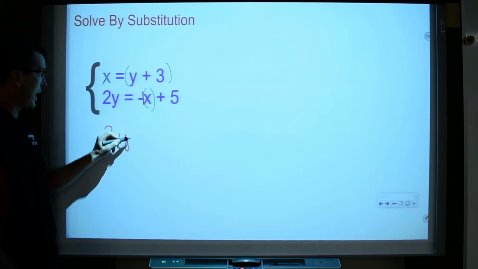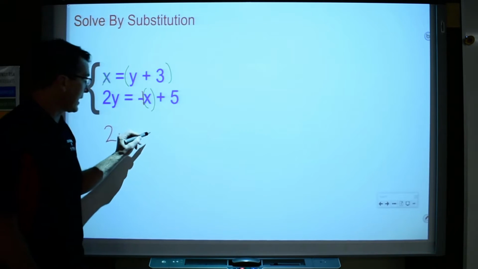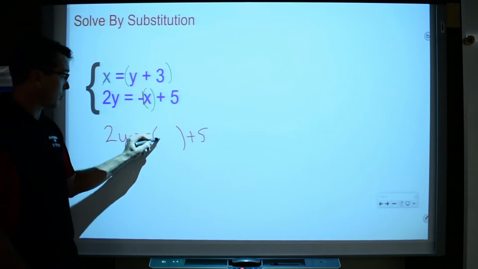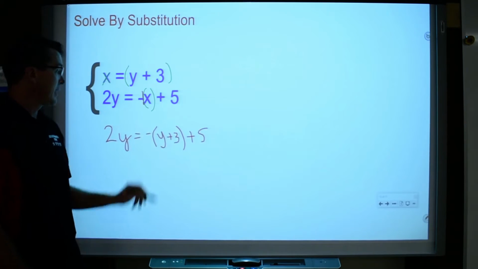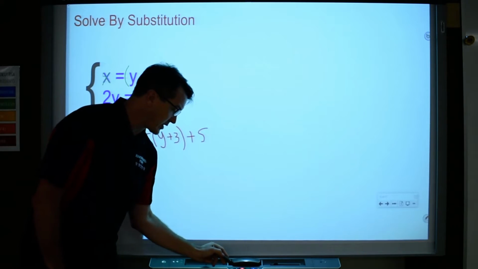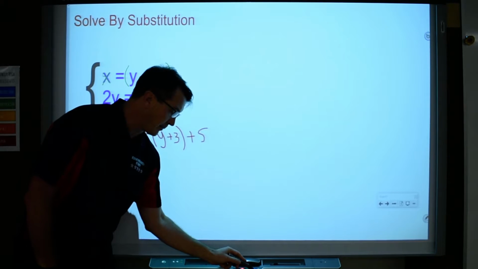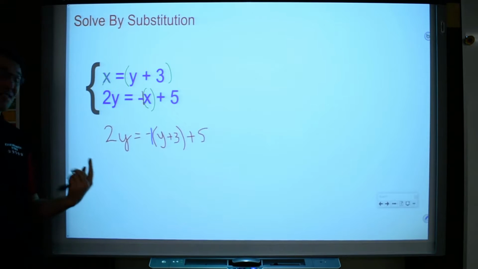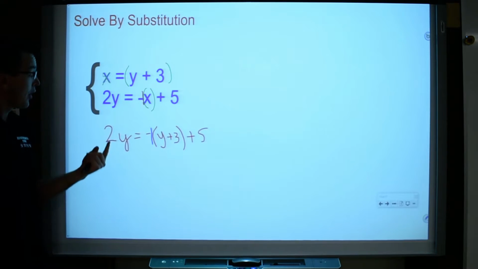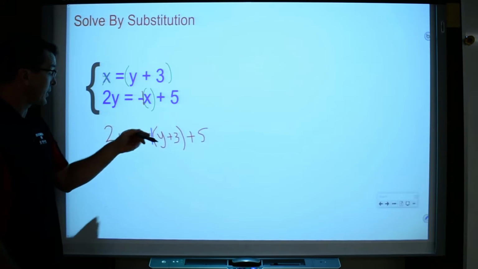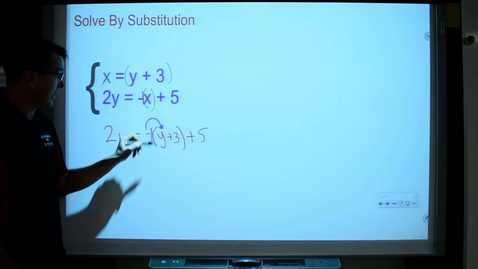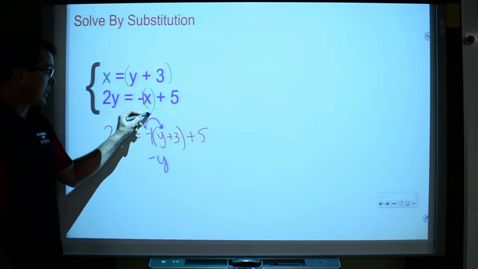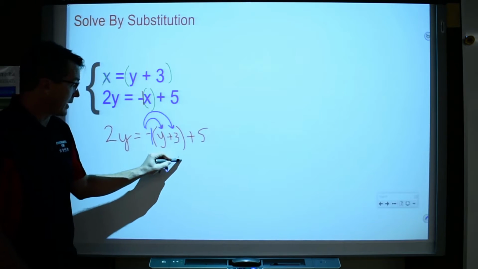I have 2y equals negative parentheses plus 5. And what does the x equal? We said it equals y plus 3. And again, some people get kind of confused in this. They just want to drop the parentheses. But remember, if you put a 1 out front, like we did above, you know that we have to distribute that negative 1 through both terms. So negative 1 times y is negative 1y, or just negative y. And negative 1 times 3 is negative 3.